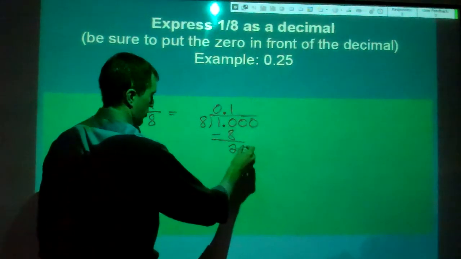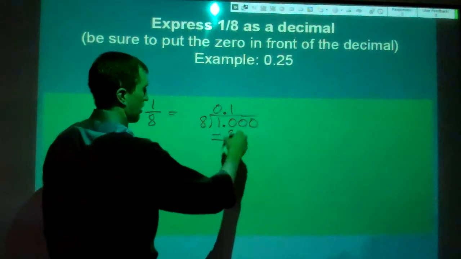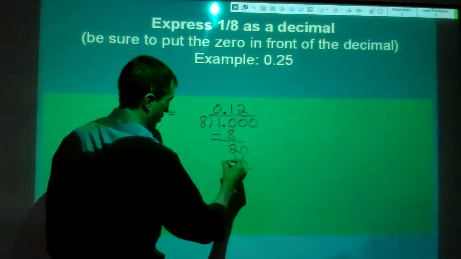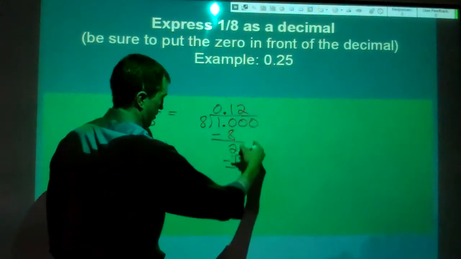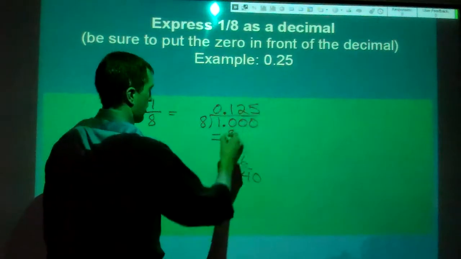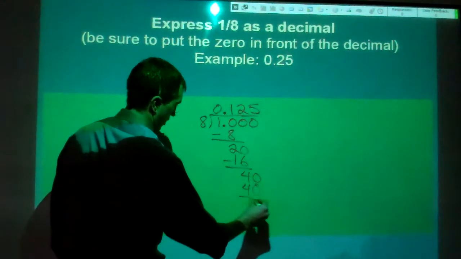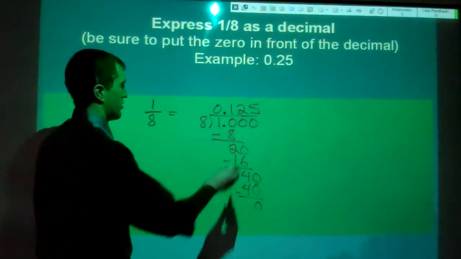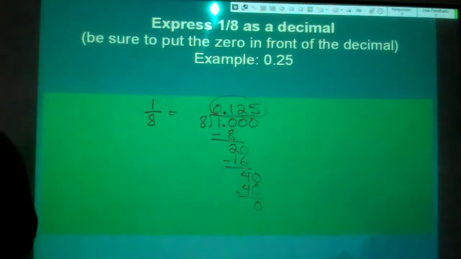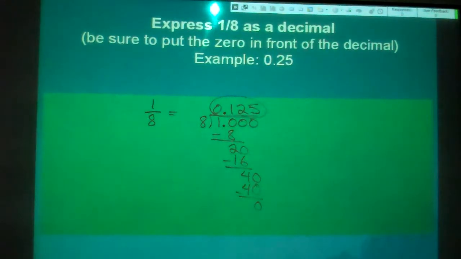Drop our 0. 20. 8 goes into 20 twice. 2 times 8 is 16. Subtract, we get 4. Drop our 0. 40. 8 goes into 40 5 times evenly. Subtract here. 0. So we get 0.125, or 125 thousandths.